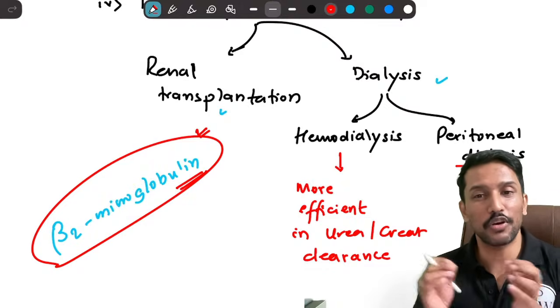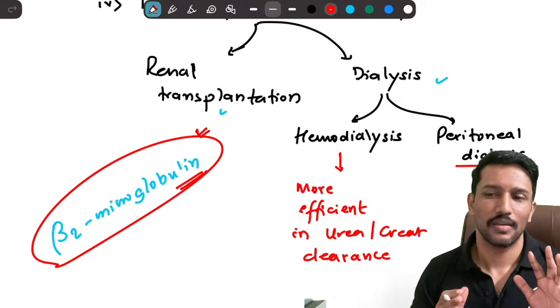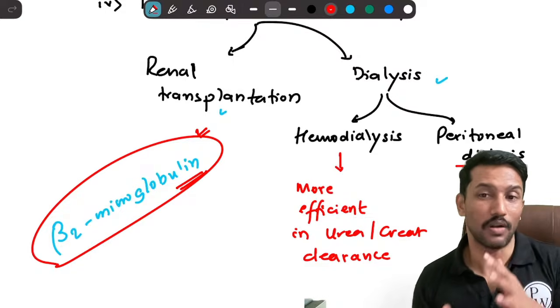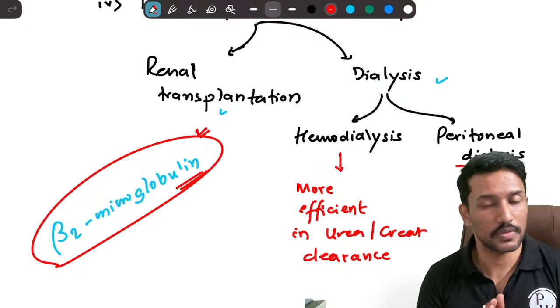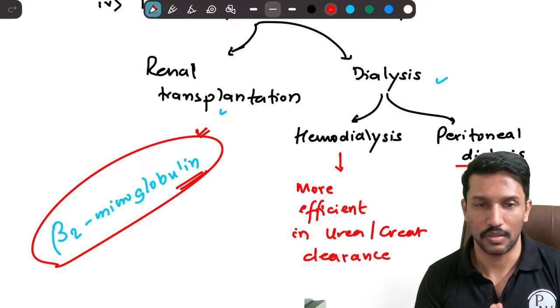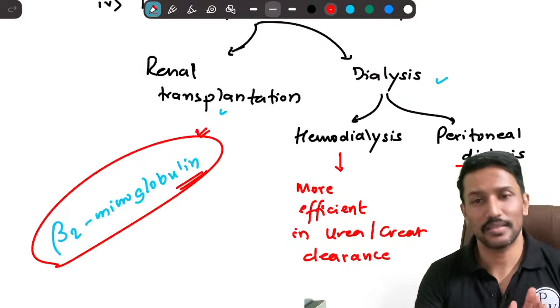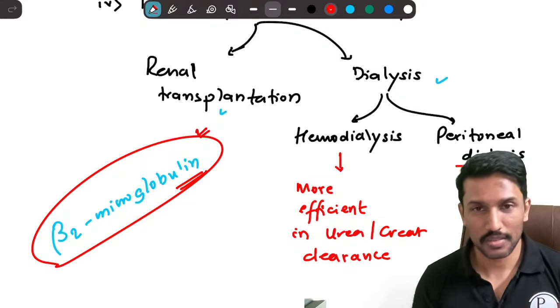So dialysis is not a perfect alternative to the kidney. It is the next best thing to the kidney, but not a perfect alternative. So if anybody asks you what is the best treatment for a patient with CKD, it is kidney transplantation, not dialysis. Dialysis is the next best thing. Why am I stressing about it?